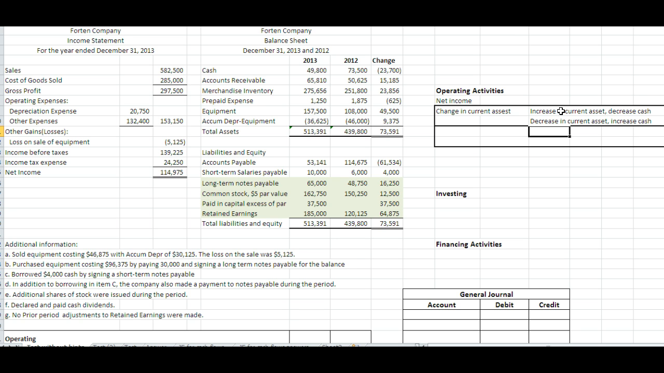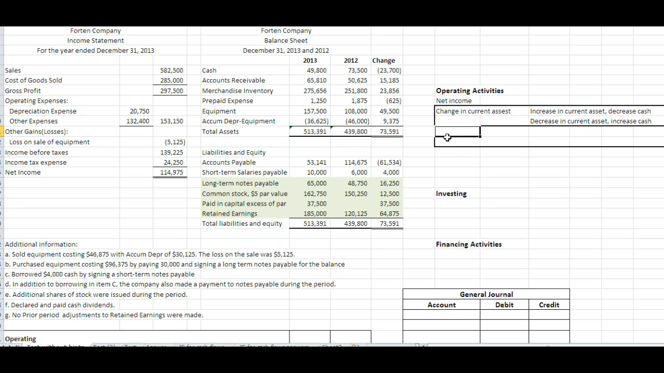And to give you an example of that one, if your accounts receivable goes down, then to reconcile this net income back to cash, you would need to increase your cash because you received some cash from some customers that happened in a previous period. So it would actually have a positive change on your cash.